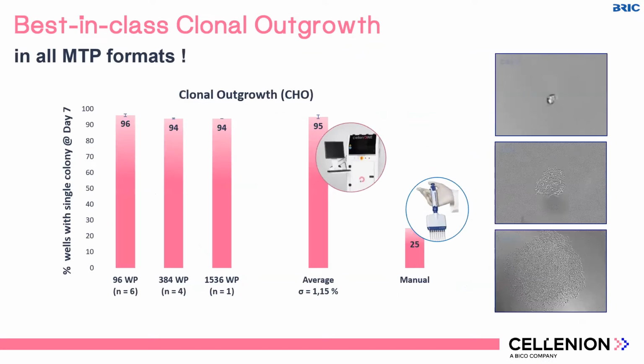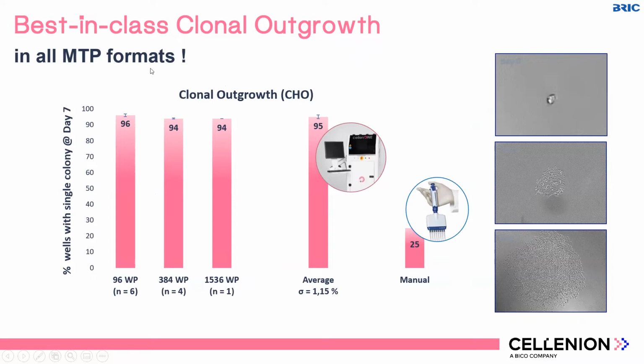These are some examples of data generated by cloning a CHO cell line, which is widely used in bioproduction. Here we compare the results that we obtain in different microtiter plates. We did the experiment in 96, in 384, and in 1536 well plates. And as you can see, here we are measuring the clonal outgrowth. What is the clonal outgrowth?